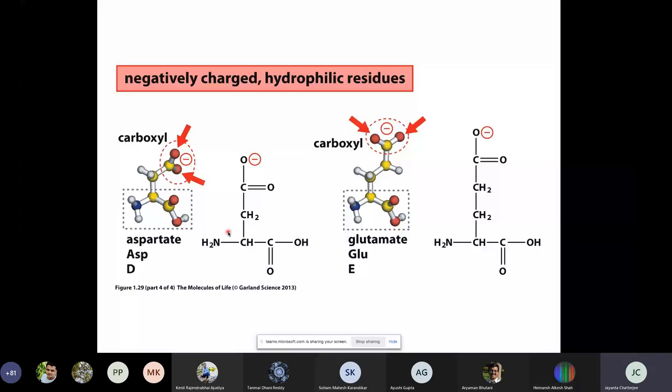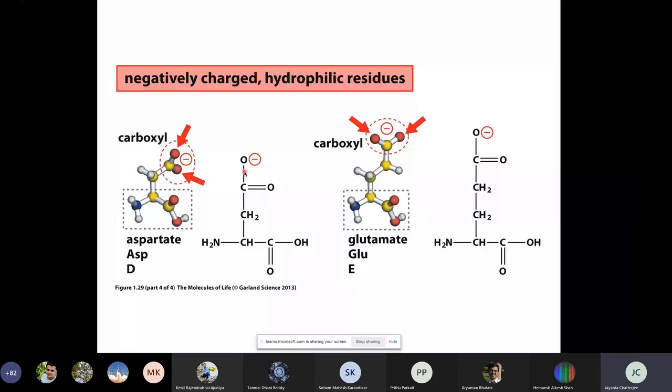This will be the carboxylate form, and you also have a carboxylate form. Anyway, there are two negatively charged amino acids. One is called glutamic acid, which is this. You have two methylene groups intervening between the alpha carbon and the carboxylate, and you have another amino acid called aspartic acid, where you have only one methylene group between the carboxylate and the alpha carbon.